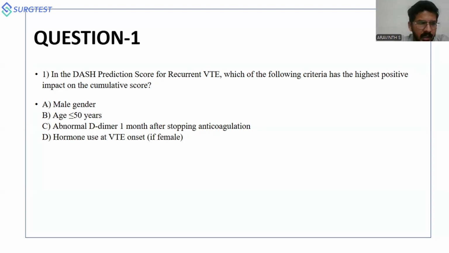This is something called the DASH prediction score, the risk prediction score for recurrent venous thromboembolism. And it consists of four entities. So which of the following has the highest impact on the cumulative score?